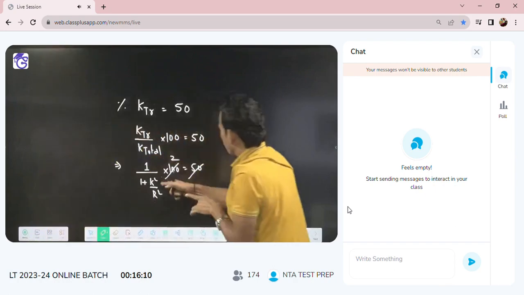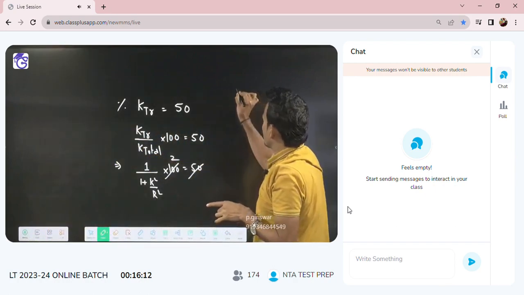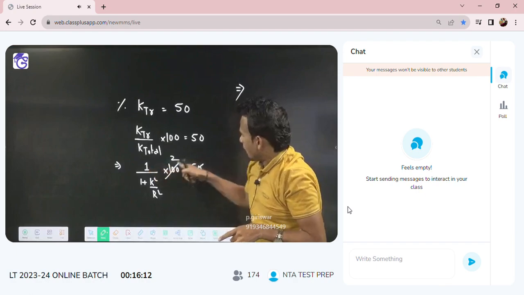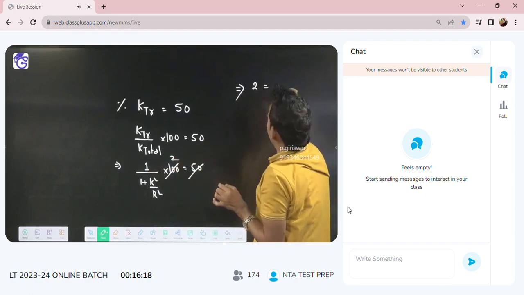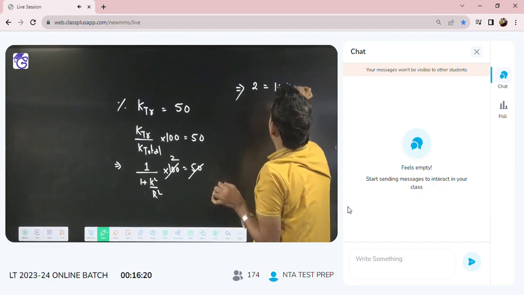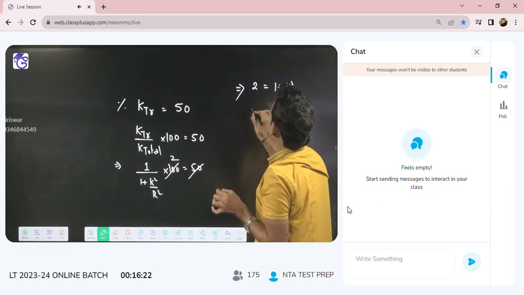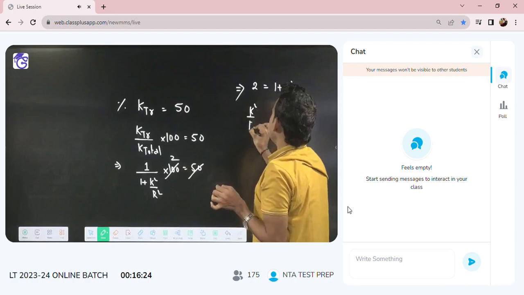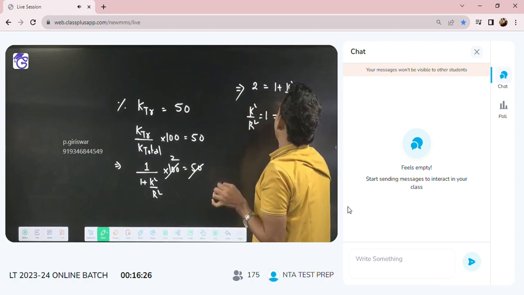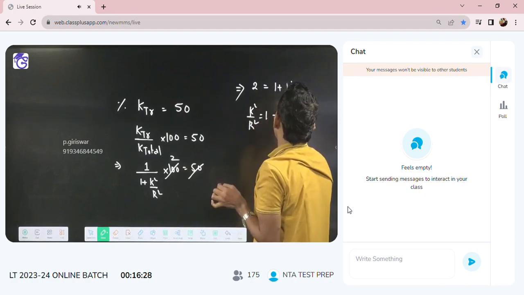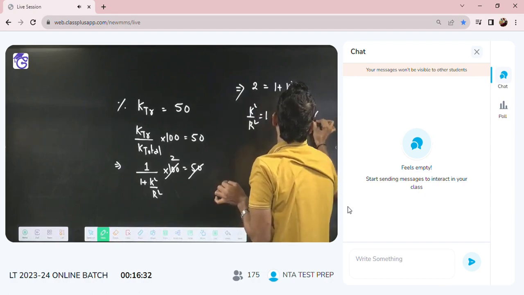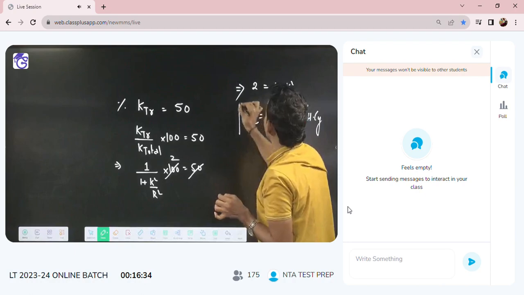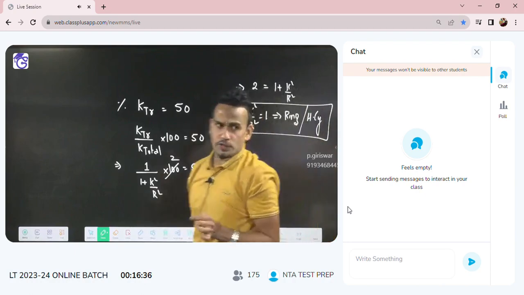Now you can do cross multiplication. If you do cross multiplication, this side 1 into 2 will remain 2, and that side will become 1 plus k square by r square. So from here when you calculate k square by r square, it will come 1. That means definitely the body is either a ring or a hollow cylinder. Sometimes in place of ring in the NEET, the option will be hollow cylinder.